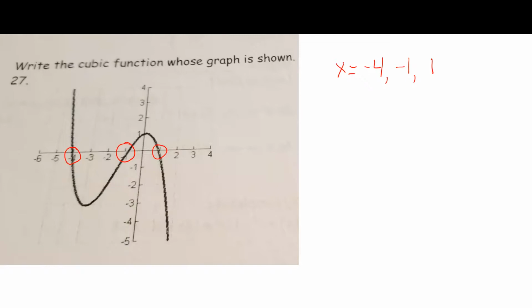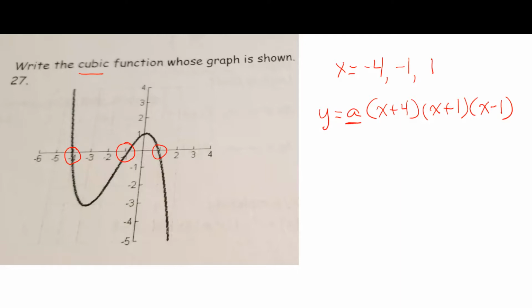So in order to write this, it is a cubic function, so our format is going to be y equals a times, all right, and to get x equals -4, we're going to have to say x plus 4. And to get x equals -1, we'll say x plus 1, and then x minus 1. All right, but the big problem is, what do we do with this a?